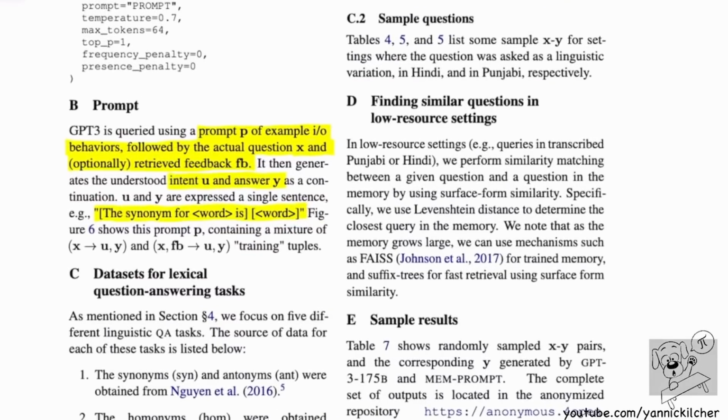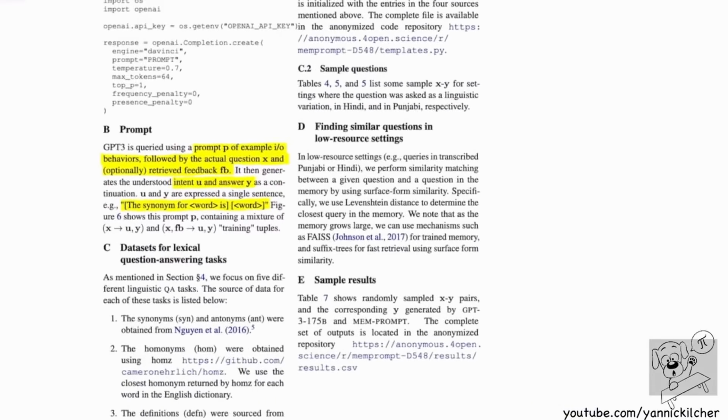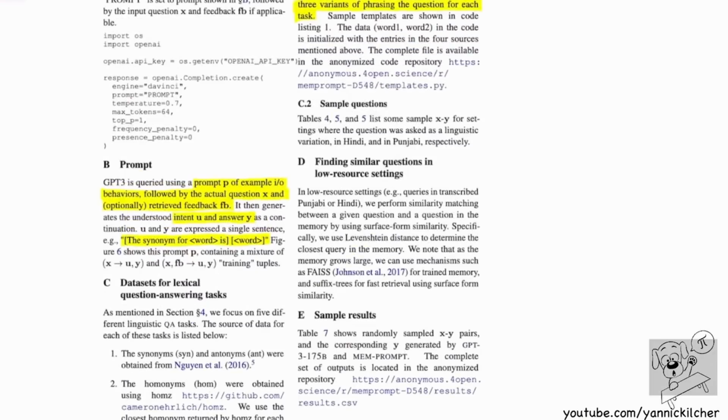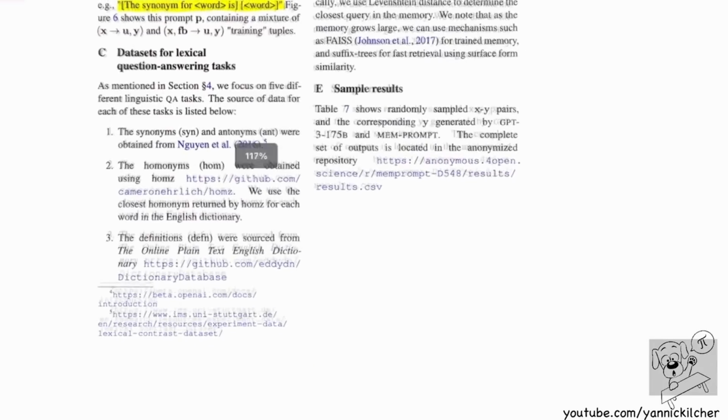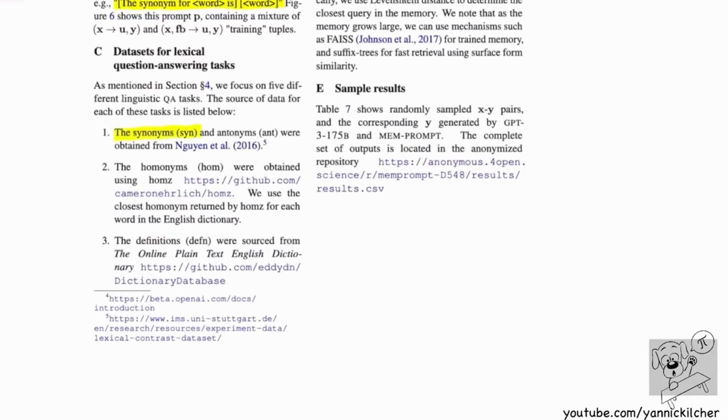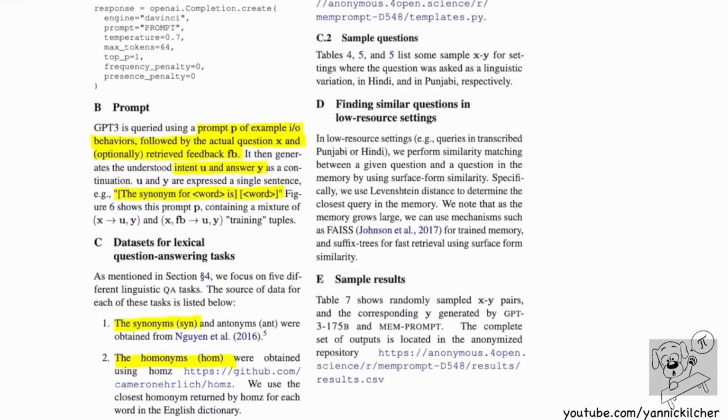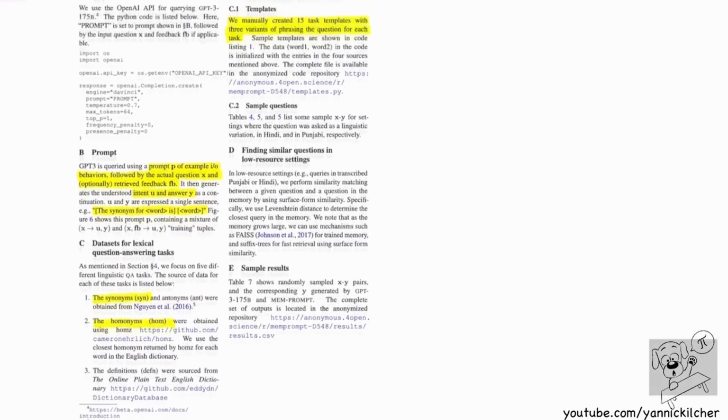I can't come up with it, but it is my understanding that they create the entire data set. So they create the prompts, and the tasks they get from other papers, for example, the synonyms, the homonyms, and so on, they get from other data sets that other papers have as well. But then the feedback they also do themselves.